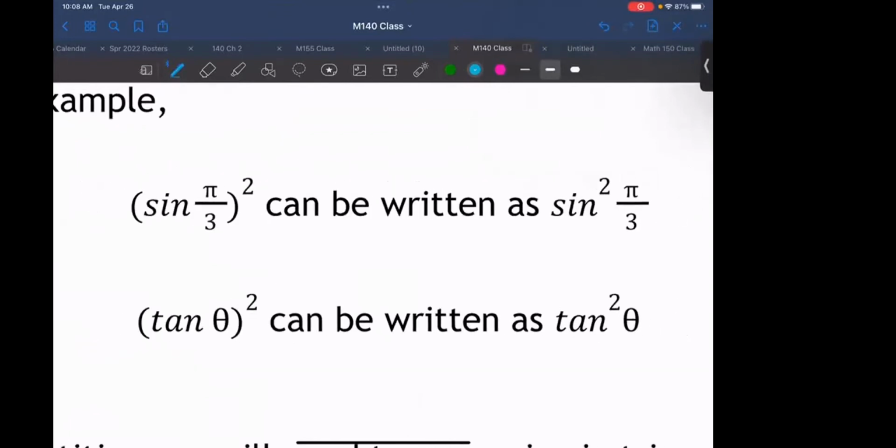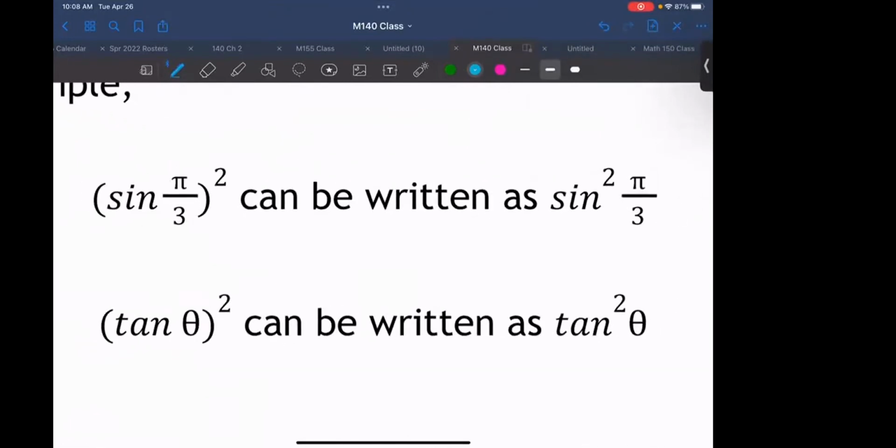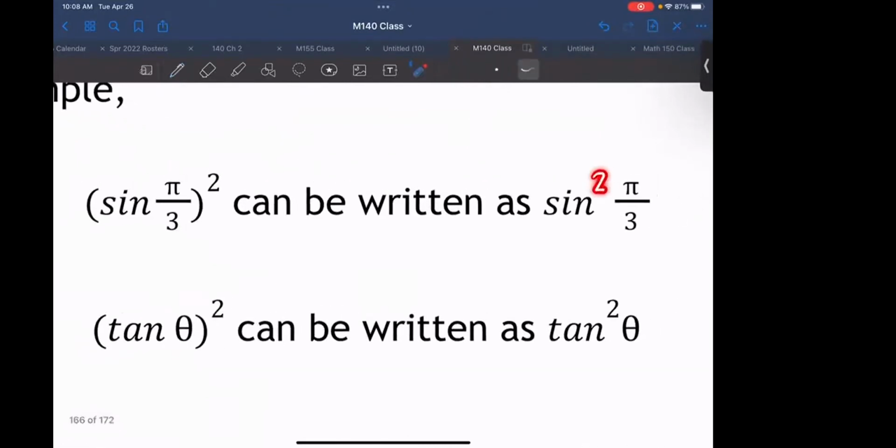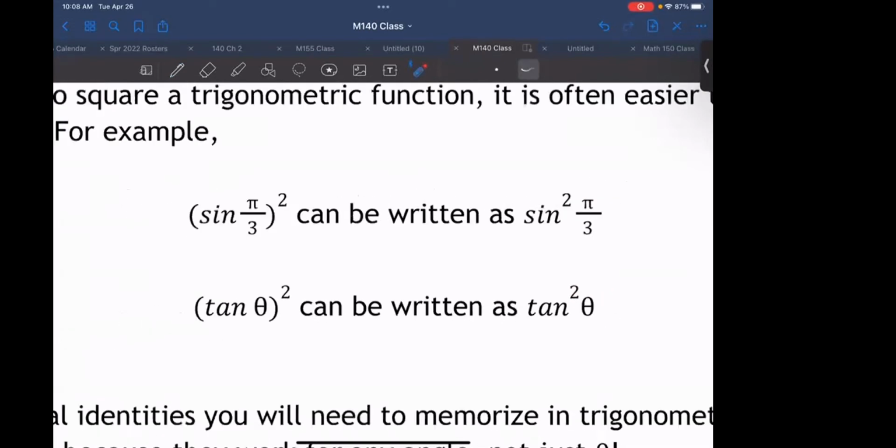Sometimes we'll put the square in a different spot. We won't put parentheses around it, we'll just put the square above the sine to say that sine is being squared. Or even if there isn't a specific angle, we can just put the 2 up top. All that means is we're taking tangent and squaring it, okay? So if you ever see this notation, all it's saying is we're taking sine and squaring it, taking tangent, squaring it. Okay, so now that's over with.